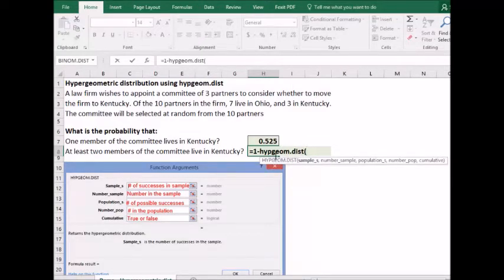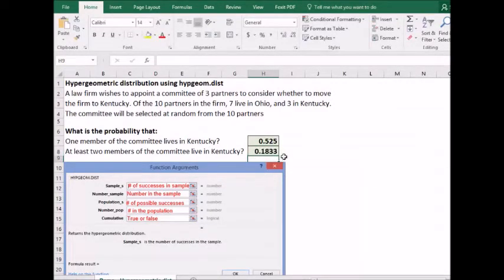We'll put a 1 here. The number in the sample is 3. The number of people who have this characteristic in the population is 3 out of the 10, and we're going to run this as a true. The probability of 2 or more members of the committee living in Kentucky is 18.3%. This video has demonstrated how to use the HYPGEOM.DIST formula to apply the hypergeometric probability distribution.